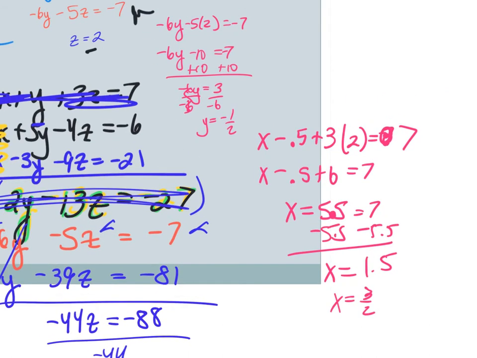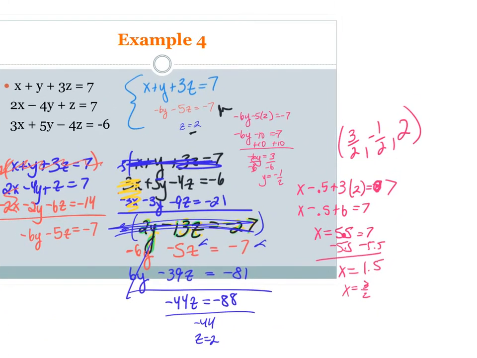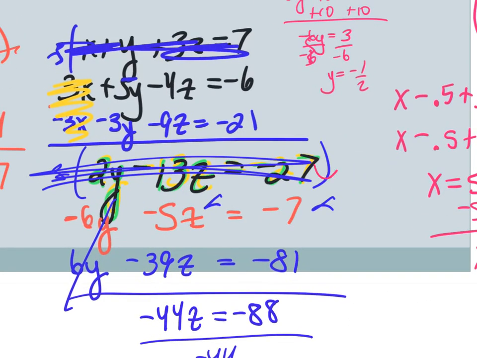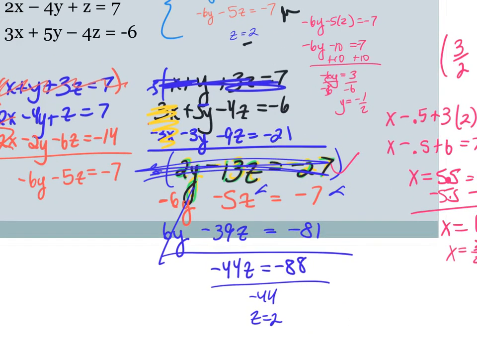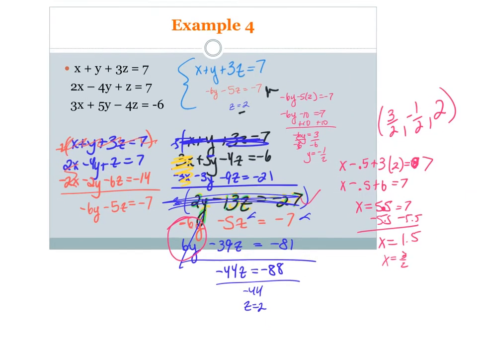Yeah. So your ordered triple would be 3 over 2 for X, negative 1/2 for Y, and positive 2 for Z. I'm confused what you did. After what part? After the 2y minus 1. Right here? So you brought down the, I brought down this, negative 6Y minus 5Z equals negative 7. Then I multiplied everything by 3, so these would cancel out. Okay. Yeah. Thank you. Yeah, no problem. But guys, again, what can you do with your ordered triple to make sure you're right?